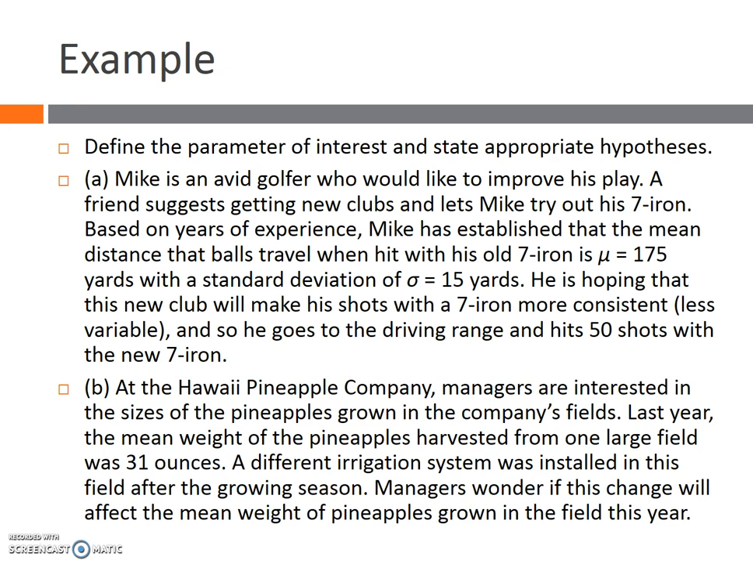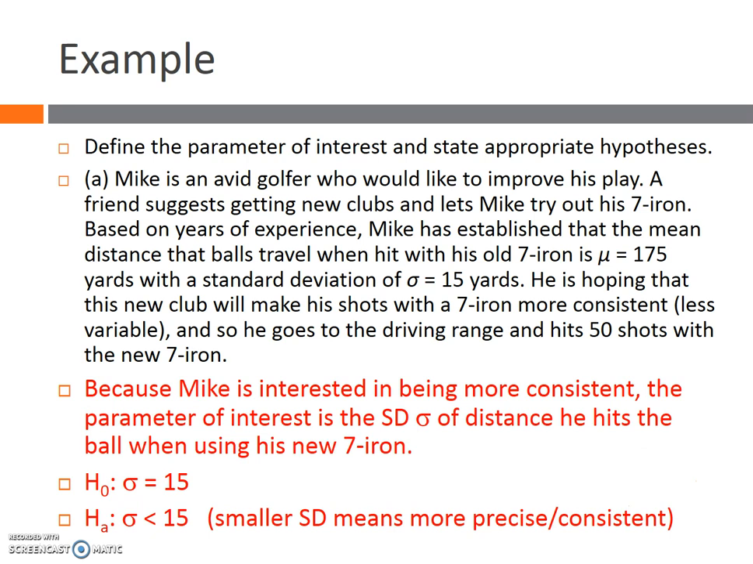All right, so what is our parameter of interest and what are our hypotheses? Now, since Mike is interested in being more consistent, the parameter of interest here is going to be the standard deviation of distance he hits the ball when using his new 7-iron. So before, right, in my null, we claim that our standard deviation is 15, but he wants to see if he's more consistent. So we want to see if the new standard deviation is actually less than 15, right? A smaller standard deviation means that he's more precise or consistent.